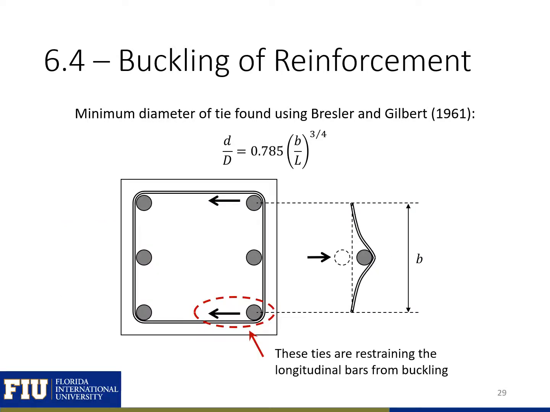Note that a tie is going to be most effective at restraining buckling if it's close to one of its transverse legs. So here, these corner bars have a leg of the tie extending right next to the bar. So these bars are going to be most effectively restrained from longitudinal buckling. This bar in the center is going to have the tie less effective at restraining buckling. So our B here, the length of our tie, is the length from the center to center of these bars that are restrained from buckling. So this is the B that we use in our Bresler and Gilbert expression.